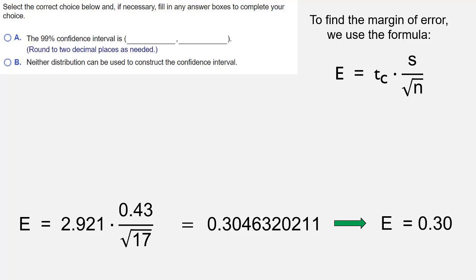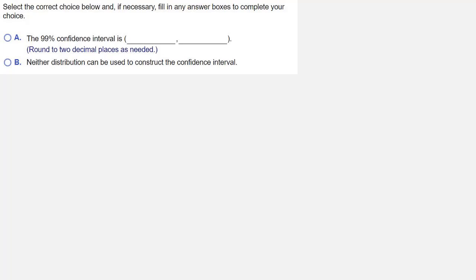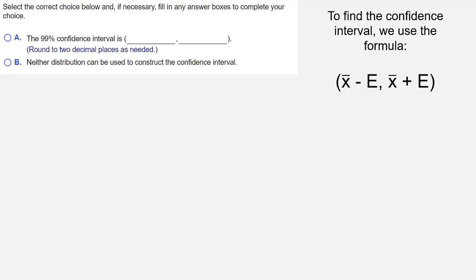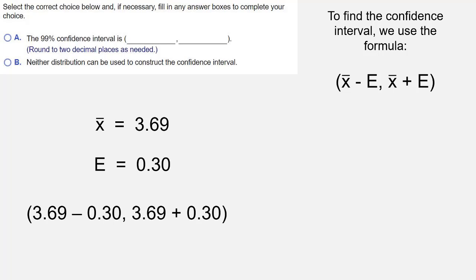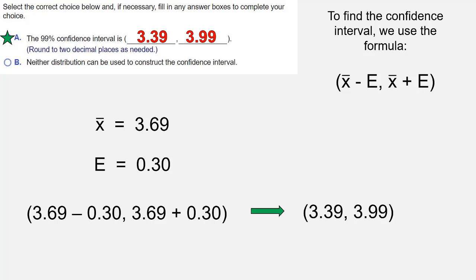So then we can form our confidence interval by doing the mean minus the error and the mean plus the error. So the x-bar value was 3.69. The error was 0.30. So we're going to get 3.69 minus 0.30, 3.69 plus 0.30, which is going to be 3.39 to 3.99. So that's our confidence interval, and that's choice A.